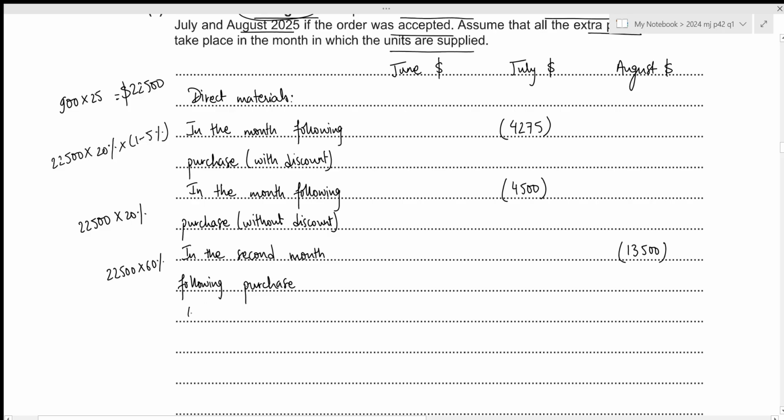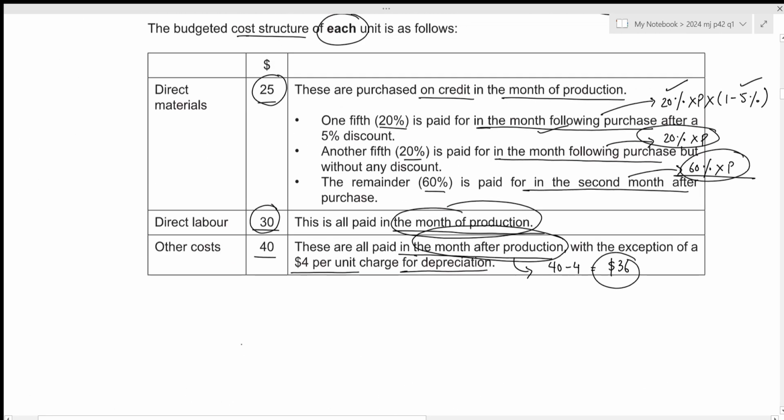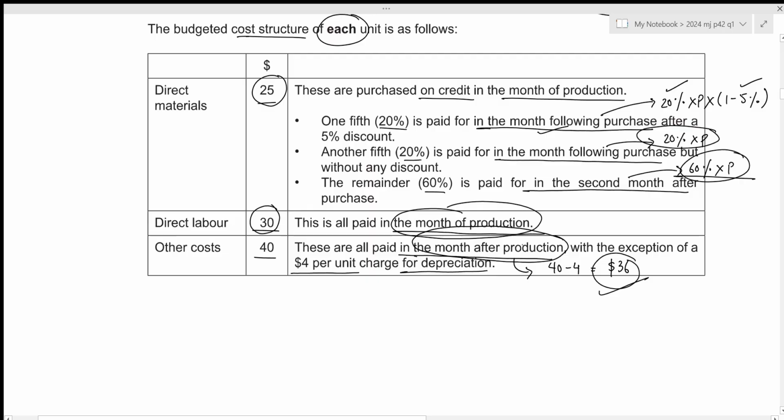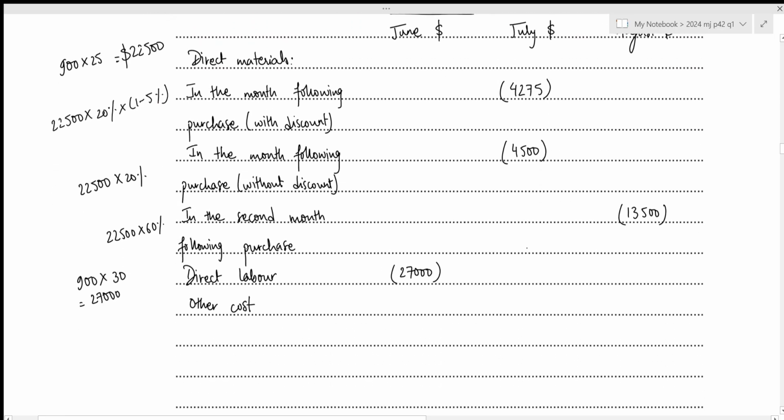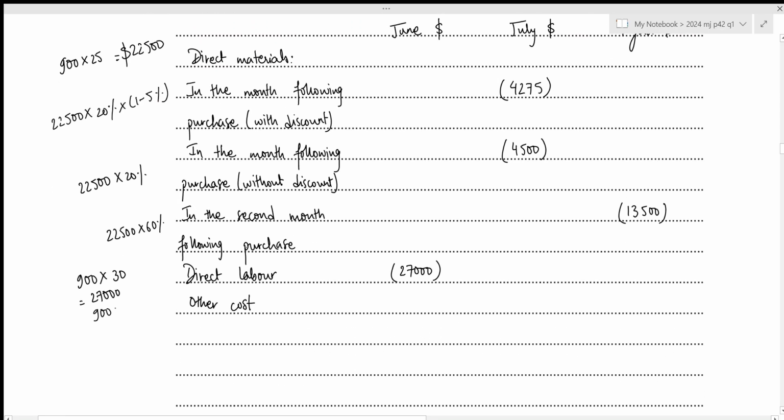Now let's talk about the direct labor. Direct labor will cost 30 per unit, and it will be paid for in the month of production. So we have 900 units and 30 per unit. So the total direct labor cost will be 27,000, and it will be paid in the month of June itself. So 27,000, this is a payment. Then we also have the other cost, and we excluded the depreciation for other costs, which was 36, and it will be paid in the month after production. So this will also be paid in the month of July. And the amount for the cost will be 900 times 36, which is 32,400. Let's write it down.